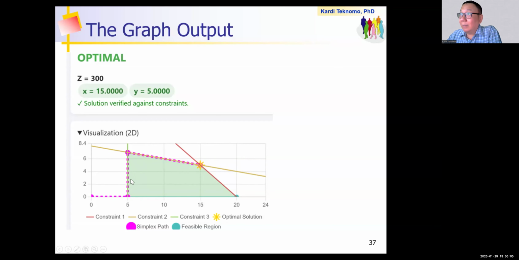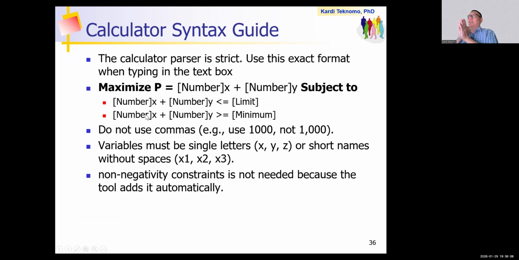This is the syntax guide. There is a parser inside that calculator, which is quite strict actually. You want to maximize or minimize some number and then the variable plus some number and another variable, subject to constraint. Number multiplied by the variable, plus or minus, number multiplied by the variable, less than or larger than. Do not use comma in the thousand. As much as possible use single letter variables, without space. If you put a number, that's okay. So x1, x2, x3, that's also okay.